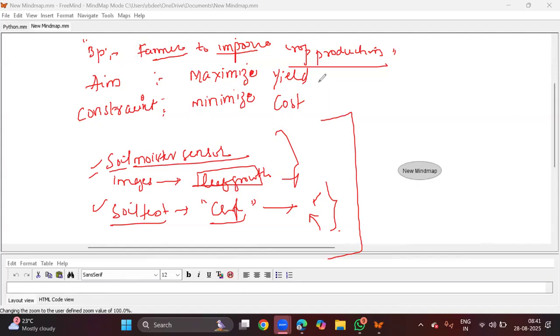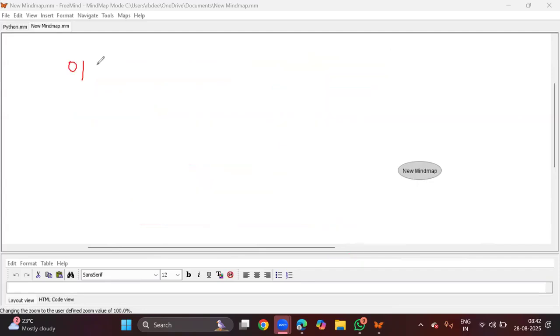Okay, so your solution should come from these two corners. The solution should come from these two. Okay. So now I'll tell you, we will always use the two terms we are calling optimization terms. What are these optimization terms?